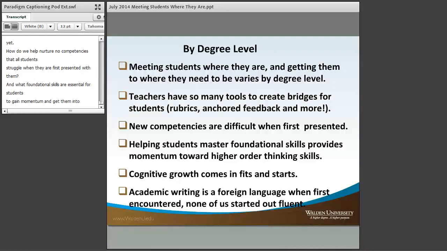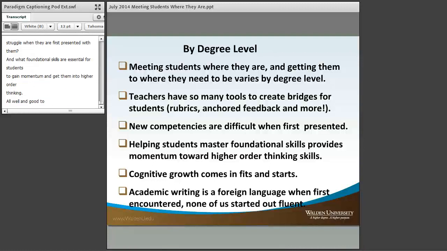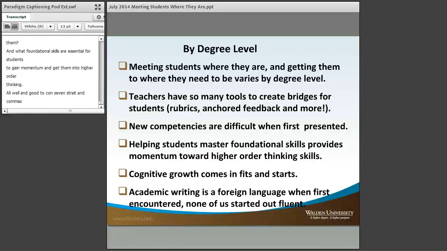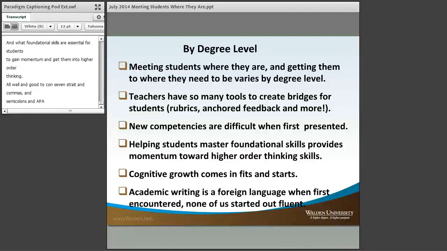It's all well and good to concentrate on commas and semicolons and to be really concerned about APA citation, but how do these foster strong questioning and thinking skills? And how does that encourage students to be autonomous problem solvers? That's where we want them to be.